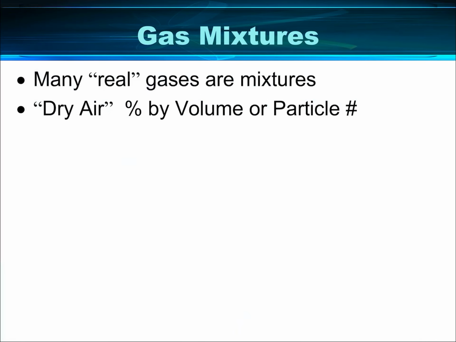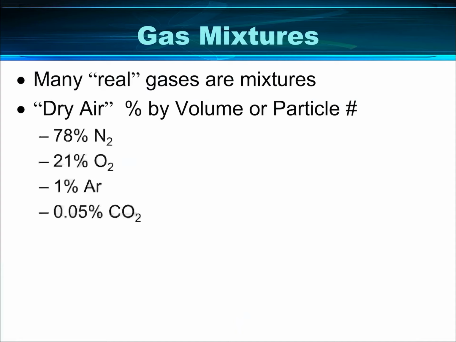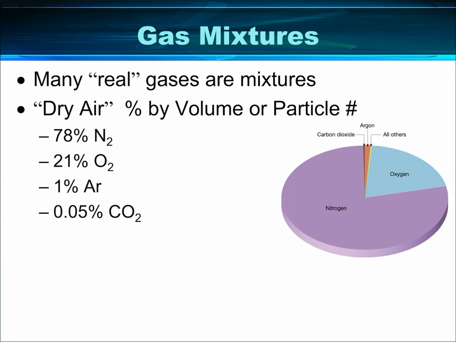Mixtures and movements. So many real gases are mixtures. Dry air is a mixture, the air that we're breathing, percent by volume or particle number. It's 78% nitrogen, 21% oxygen, 1% argon, and about 0.05% carbon dioxide. Very small amount of carbon dioxide, okay?